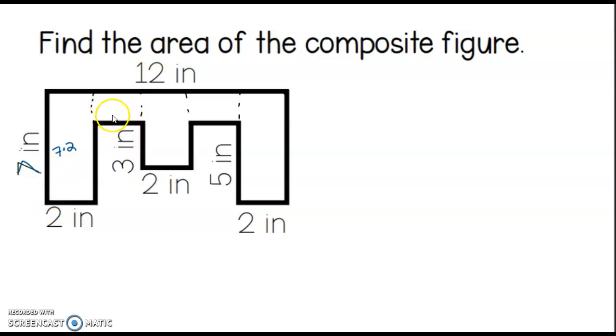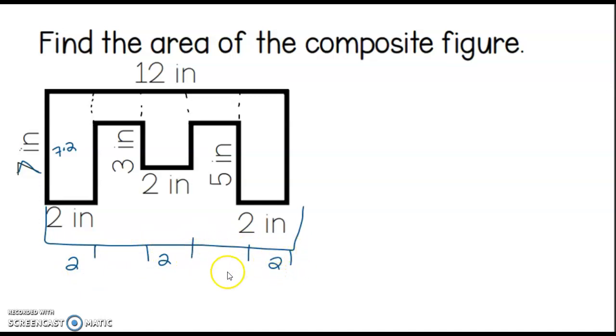This one, I don't know how long it is, but I can figure it out because I know that this whole thing is 12. If this part takes up 2 of it, this part takes up 2 of it, and this part takes up 2 of it, so 2, 4, 6, that means that these each must be 3. So this side right here is 3. This side right here is 3.